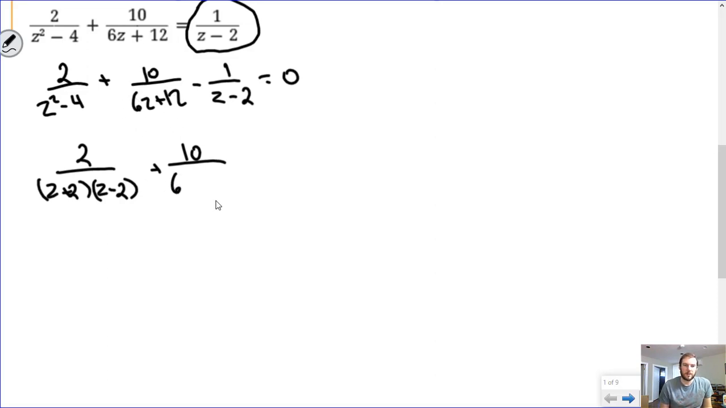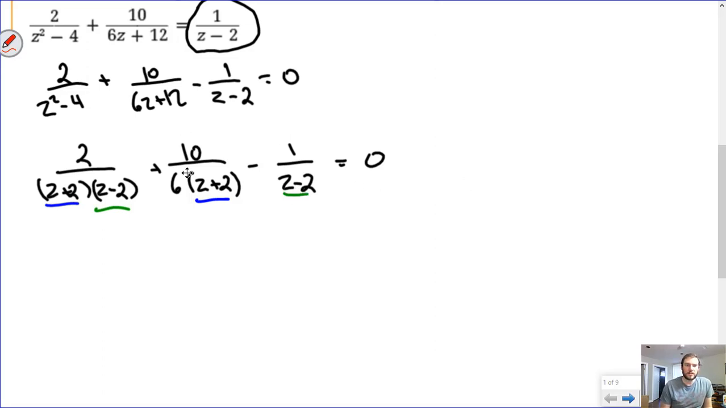All right, so our denominator here has a common factor of 6. So we're going to factor that out and be left with z plus 2 and minus 1 over z minus 2. And this thing is equal to 0. Now what we start to recognize is that in our common denominator, there's a z plus 2 here and a z plus 2 there. There's a z minus 2 here and a z minus 2 there.